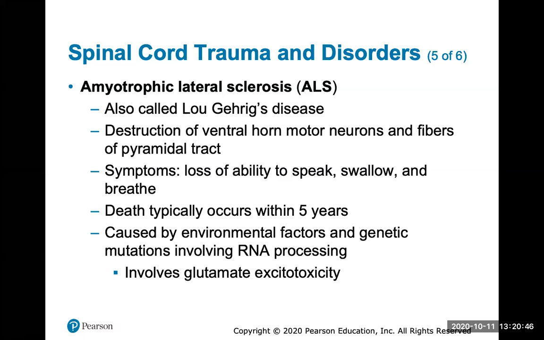ALS is also called Lou Gehrig's disease, destruction of the ventral horn motor neurons and fibers of the tract called the pyramidal tract. So these patients lose the ability to speak, swallow, and breathe, and death will typically occur within 5 years. It can be caused from environmental factors or genetic mutations during RNA processing.